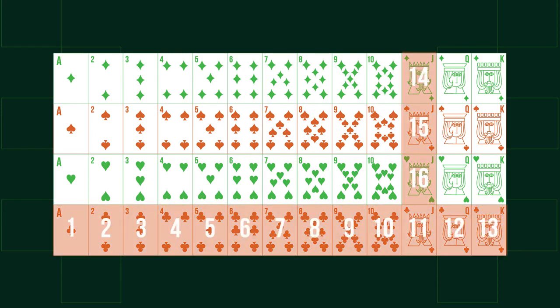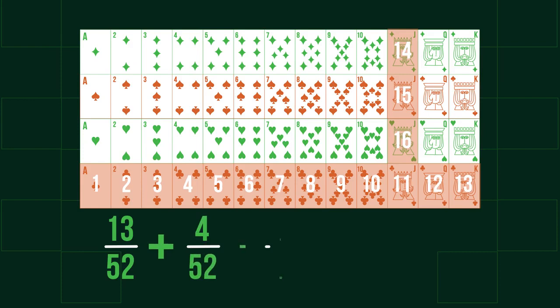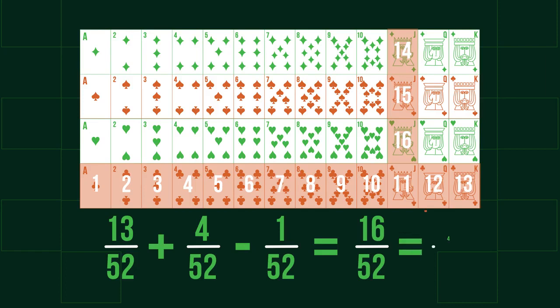There are only 16 cards, not 17. Because there is a shared outcome, the Jack of Clubs himself, we have to include an additional step, subtracting the probability of outcomes that satisfy both probabilities. The answer is therefore 16/52, or 4/13 in its simplified form.